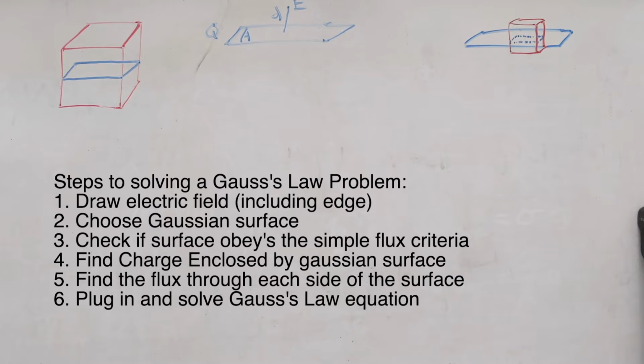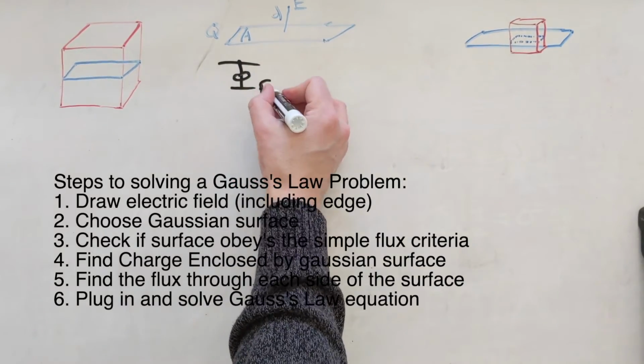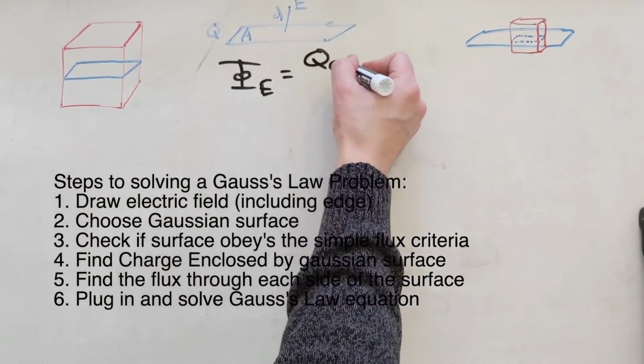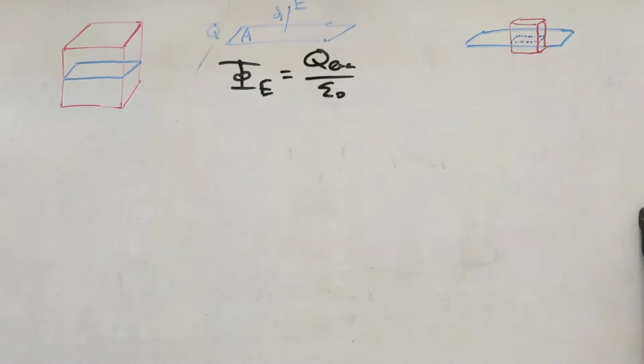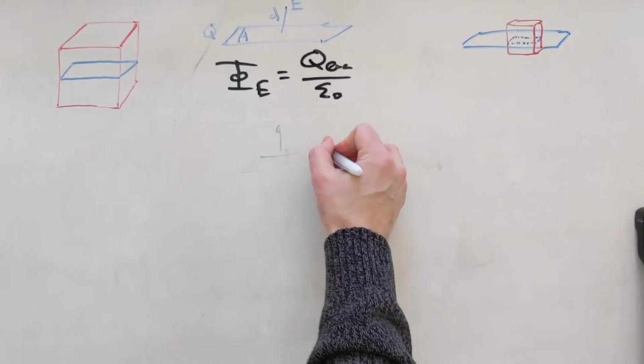And the way that we're going to do that is we're going to follow the 6 steps that I mentioned in the last video and solve using our Gauss's law equation. You may have noticed that we've already actually done the first 3 steps in the previous videos. We, number 1, drew our electric fields, including the weird edge effects.